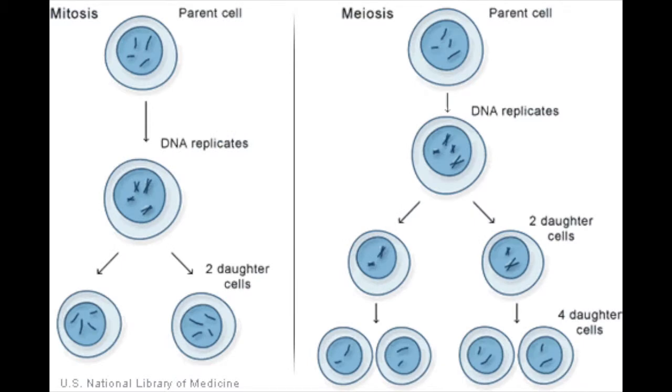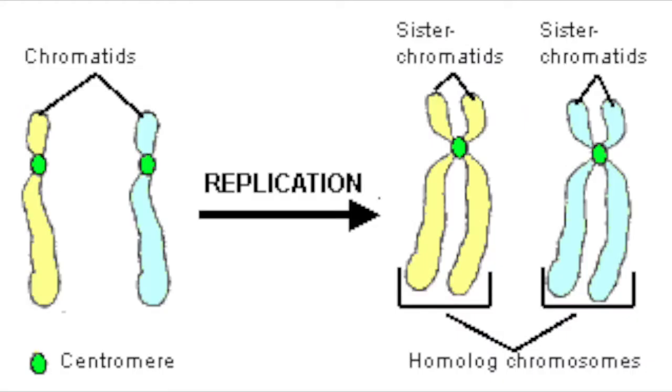Meiosis is the cell division that occurs in sex cells, and the process reduces the starting diploid cell, resulting in 4 daughter haploid cells, and reducing the chromosome number in half. In meiosis 1, the homologous pairs separate, and in meiosis 2, the sister chromatids separate.